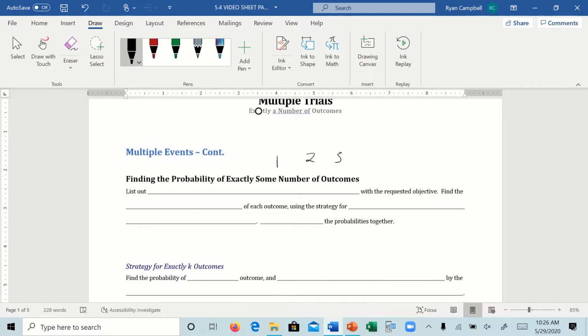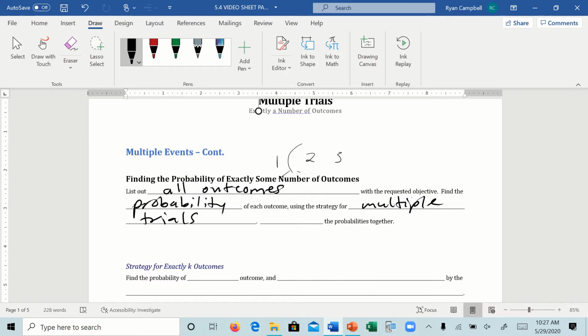So what you want to do is list out all of the outcomes with the requested objective. If it's exactly 1 outcome, you need to list out all the ways that 1 outcome can occur. It probably will be more than 1. Same with 2, same with 3. And like I said, it'll all make sense hopefully when we start doing some examples. Then you want to find the probability of each of these outcomes. There will be more than 1, using the strategy for multiple trials.